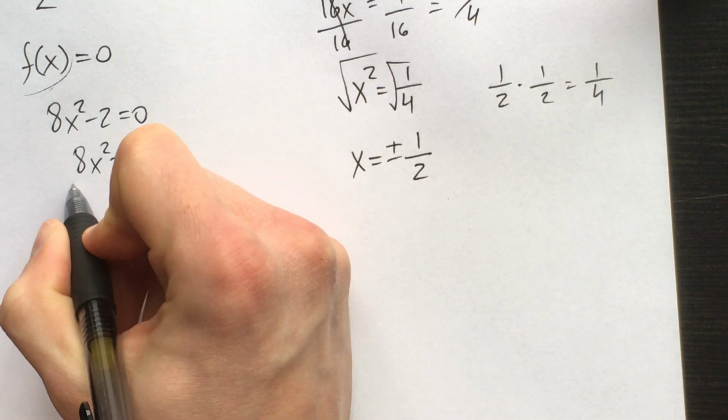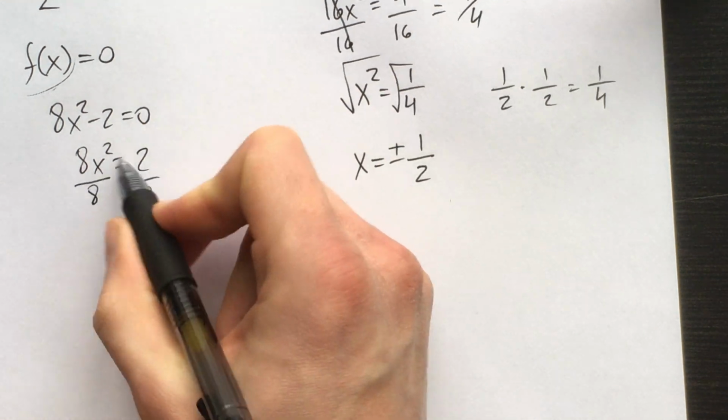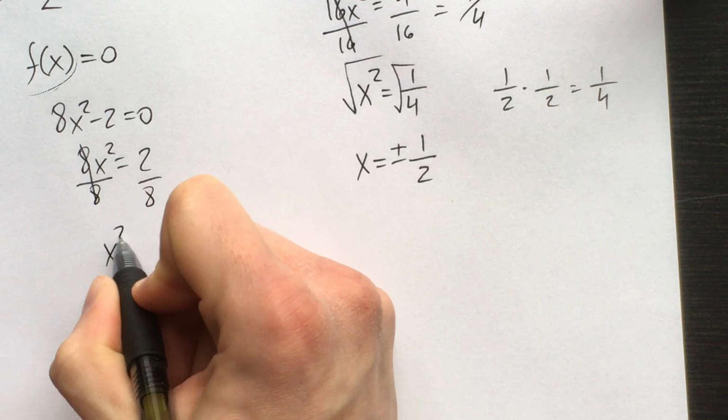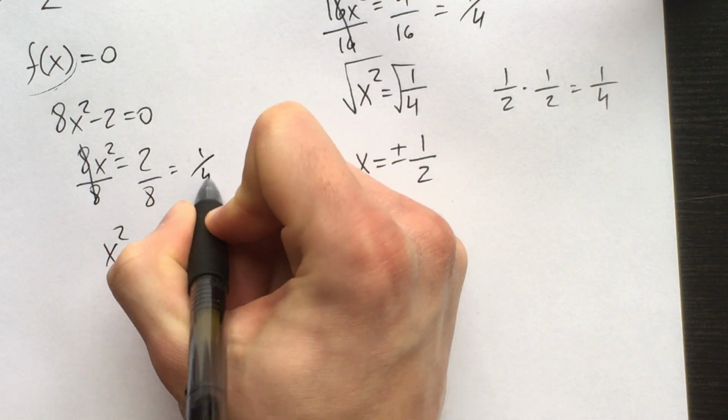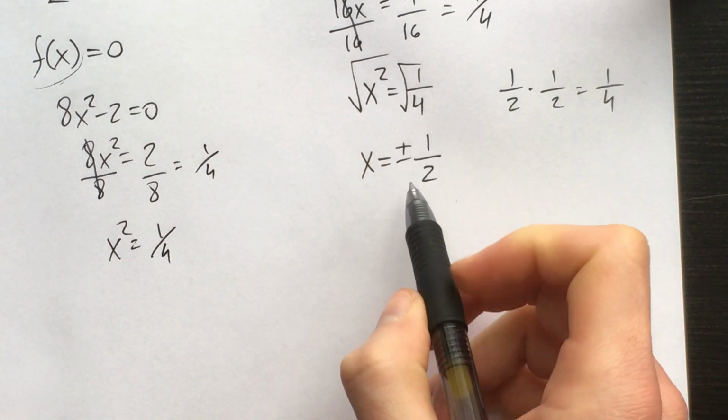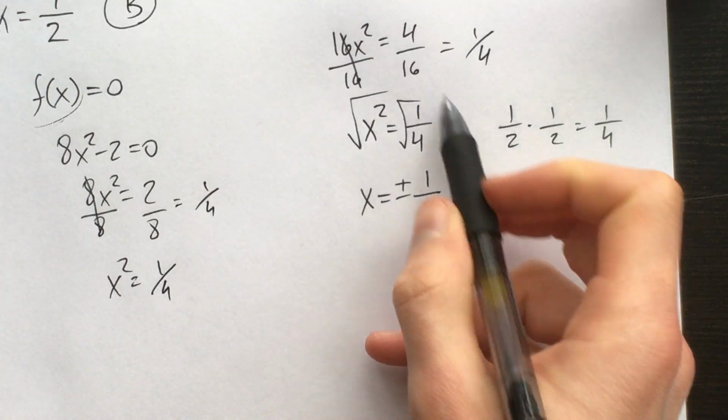Adding 2 on both sides, we can divide both sides by 8 to isolate our x. So we get x squared is equal to 2 over 8, which is equal to 1/4, and you see you just go through the rest of the process in the exact same way that we did here.